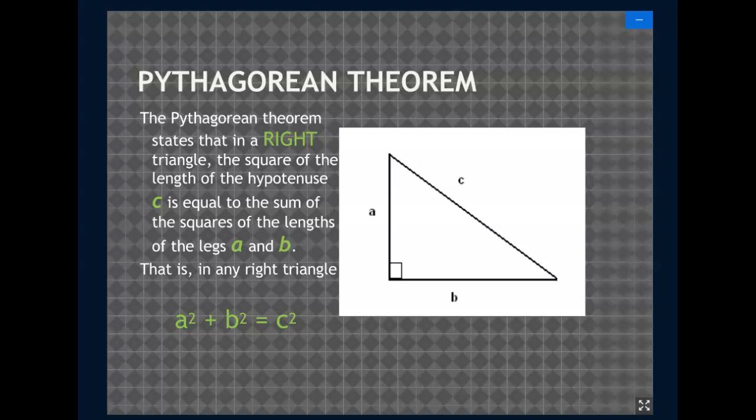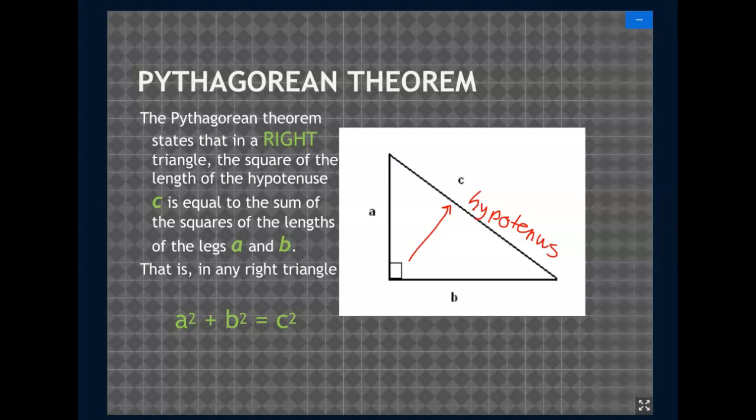So the Pythagorean theorem states that in a right triangle, the square of the length of the hypotenuse, letter C, is always directly across from the 90-degree angle. So that side over there is always your hypotenuse. The triangle can be turned and the hypotenuse can be in a different location, but the location is always determined by the opposite of the 90-degree angle.